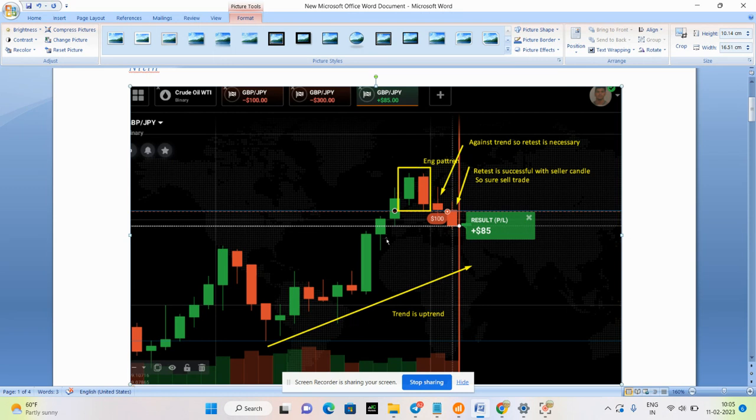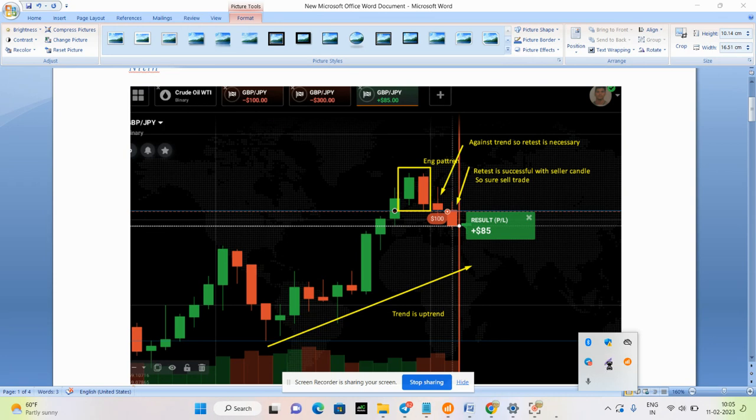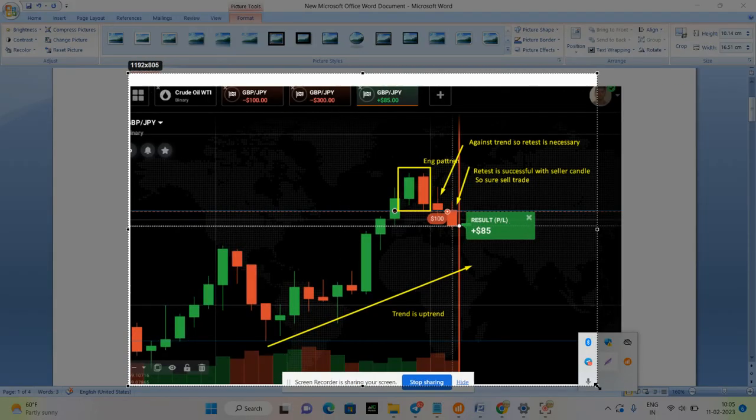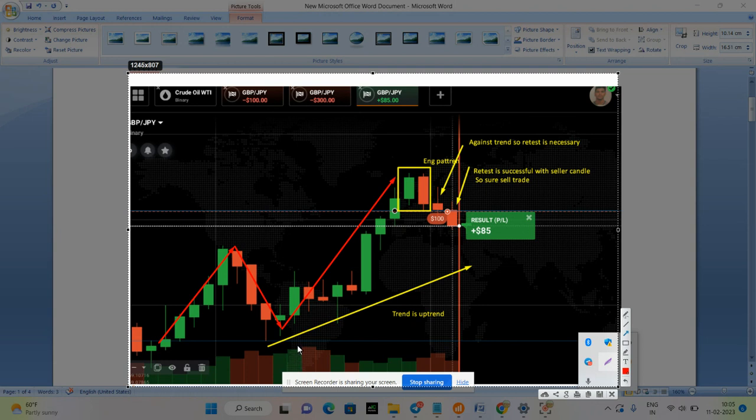Okay, in this picture, you may see the trend is an uptrend. Here, the trend is uptrend. Market is making higher highs, so the trend is uptrend. It is confirmed uptrend, and here we got an engulfing pattern.